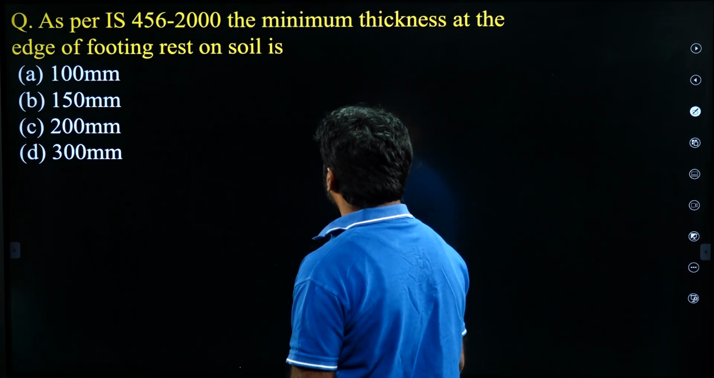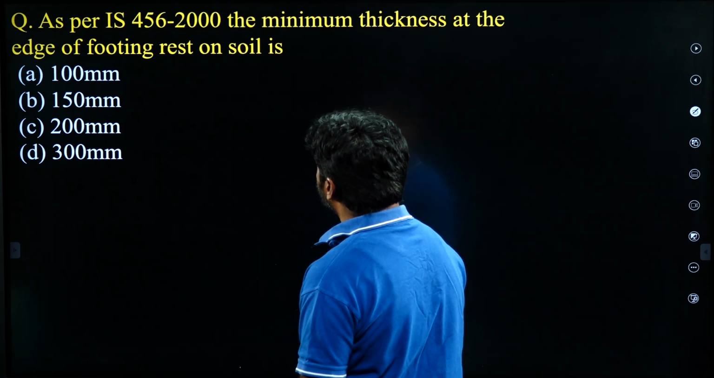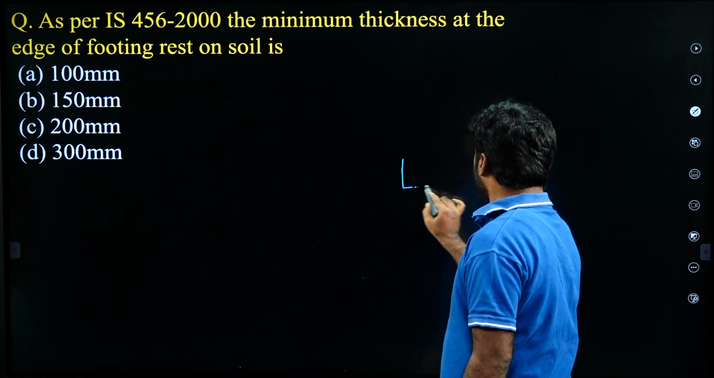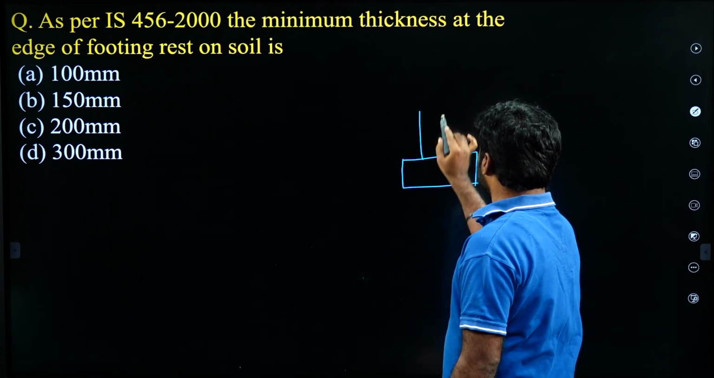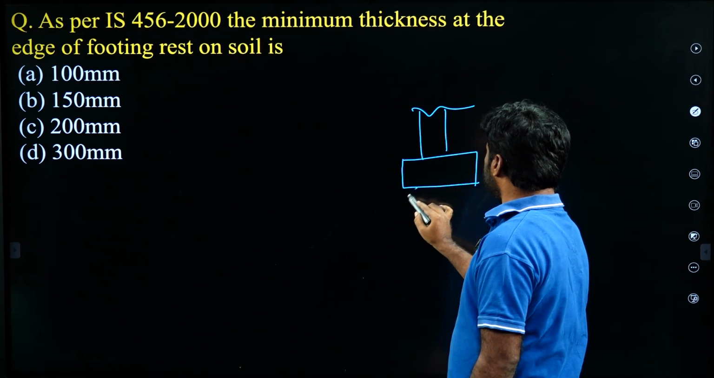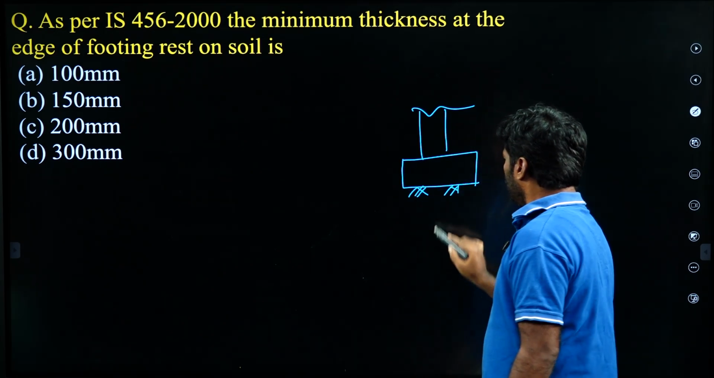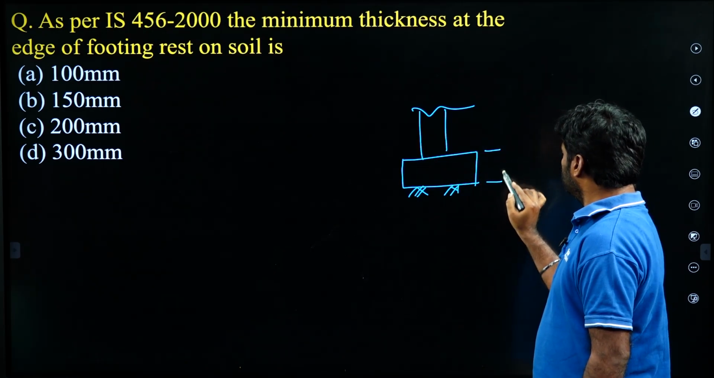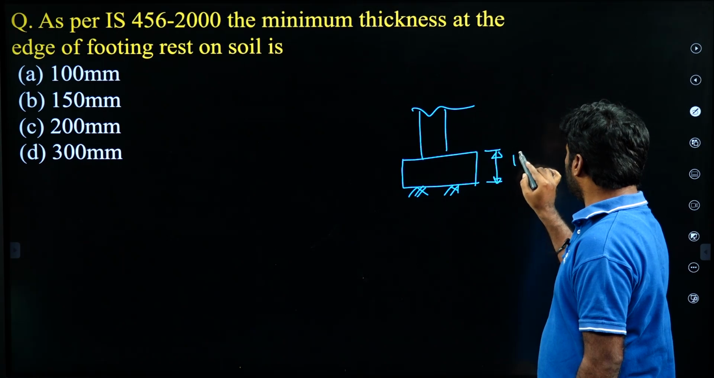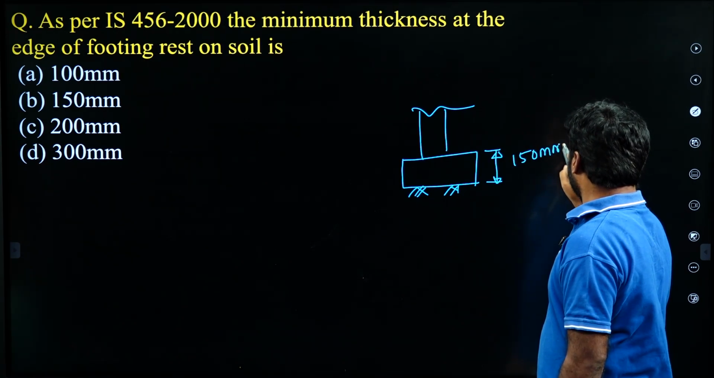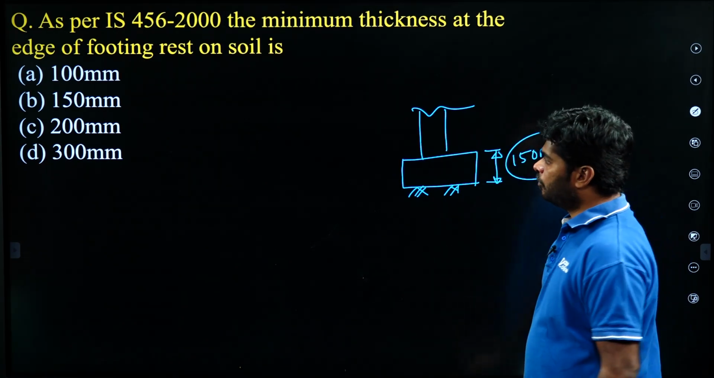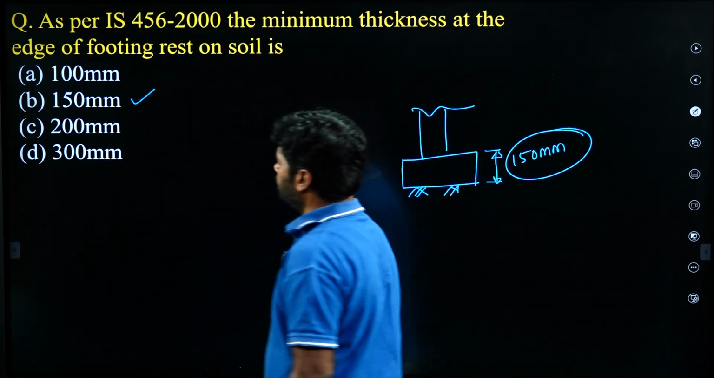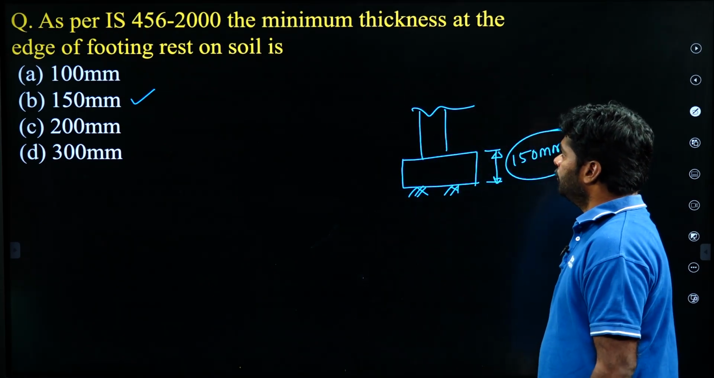As per IS 456-2000, the minimum thickness at the edge of footing when footing is resting on soil. This is footing, right? This is column. Now, footing is resting on soil. For this footing, this is the edge, this is the edge. So, minimum thickness at the edge of footing should be 150 mm. Option B is correct. Next question.